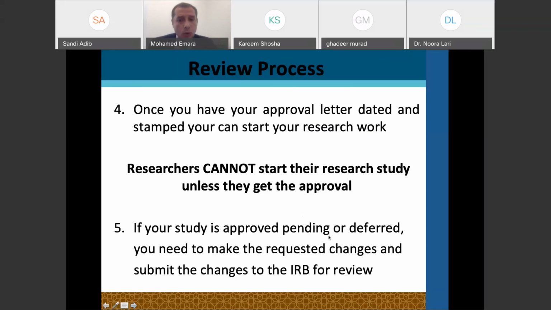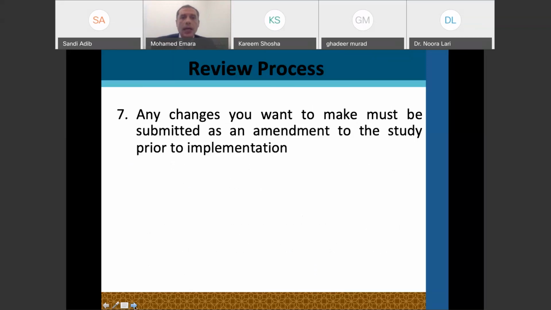If your study is approved, pending, or deferred, you need to make the requested changes and submit the changes to the IRB for review. And any changes, please put that in mind, any changes that you're going to make, even if you added a PI or removed a PI, or you added a small objective, you added something to your application, you have to notify the IRB and apply for an amendment. For example, you changed the title. There was a mistake in the title. You have to apply for an amendment. Tell us why you're doing this and explain that no other changes have occurred to the application except this, and then we're going to move it forward for you. But you have to please notify us.